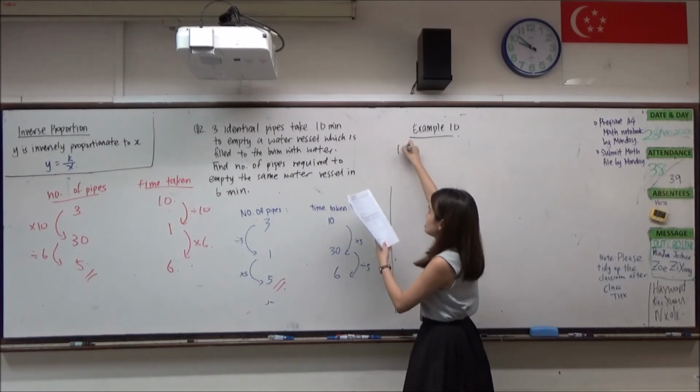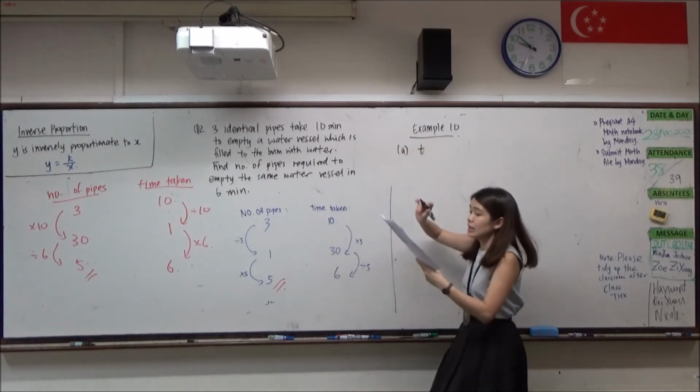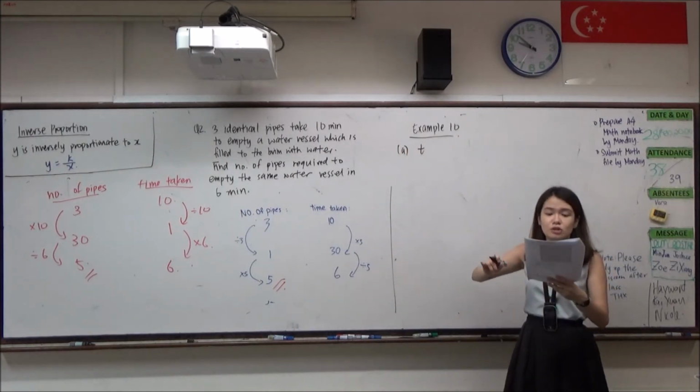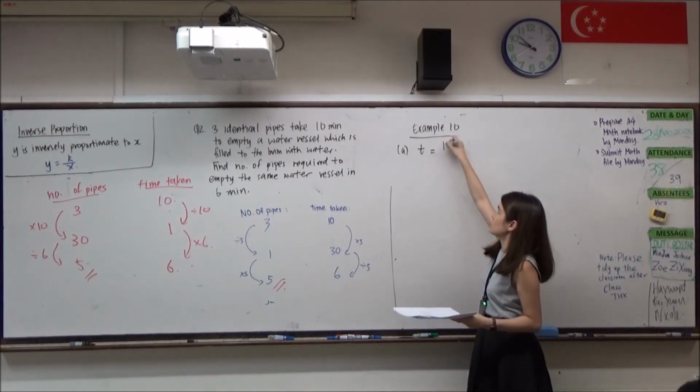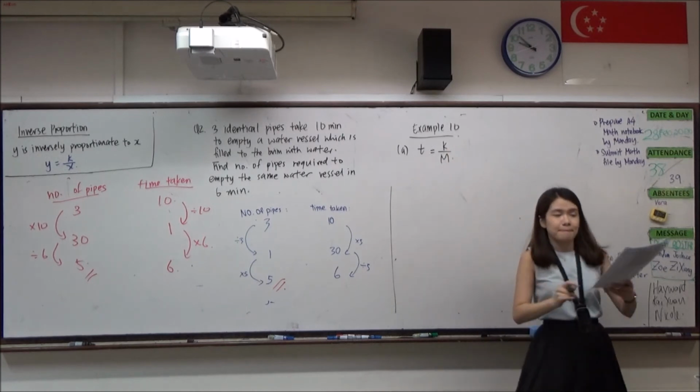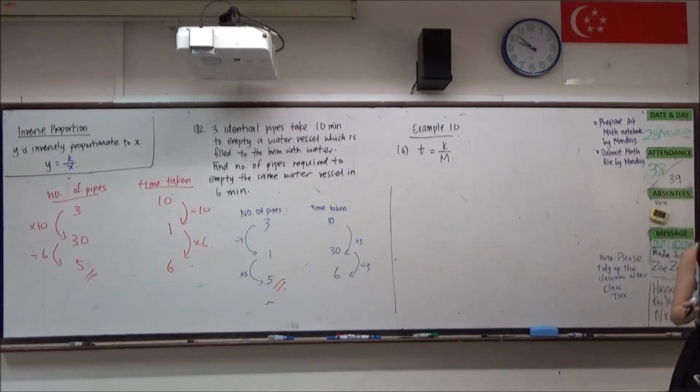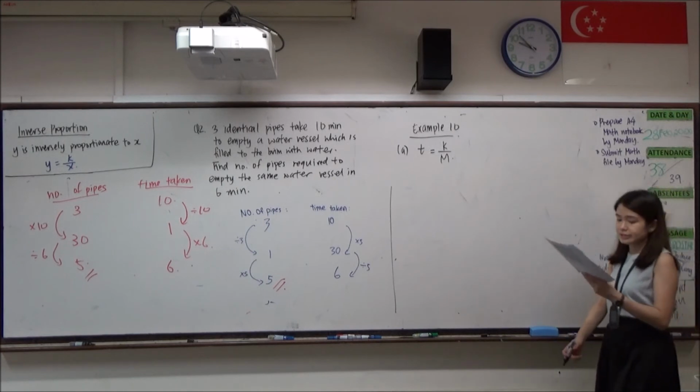The question says time is inversely proportional to the number of minions involved. So therefore T equals K over M, because T is defined to be the time and M is the number of minions. And in part A, we're trying to find an equation for it.